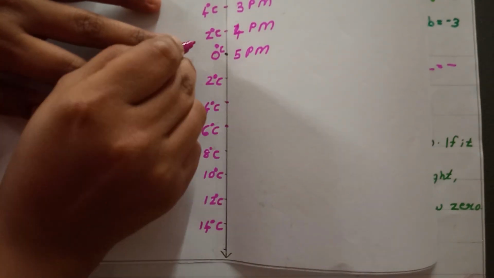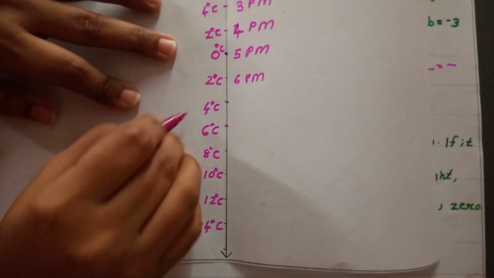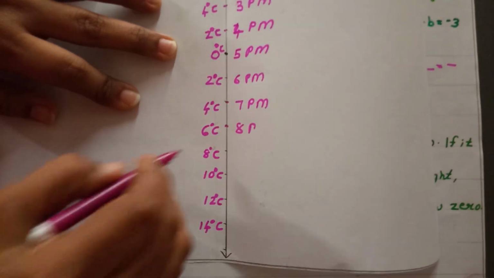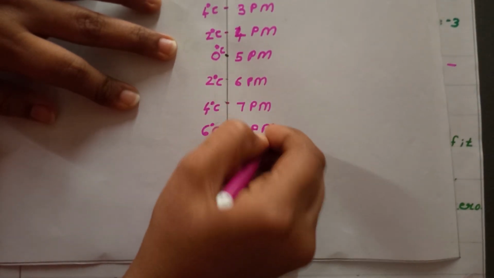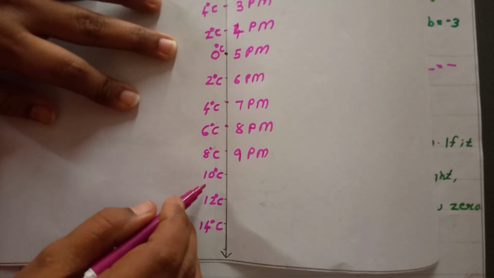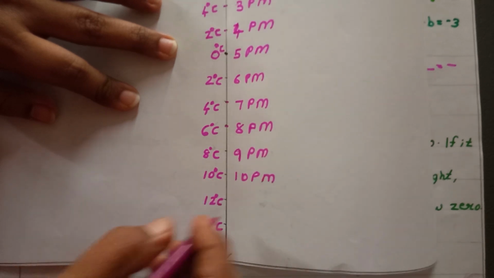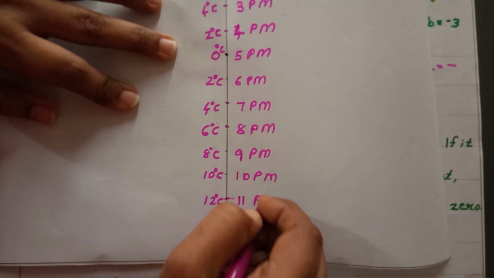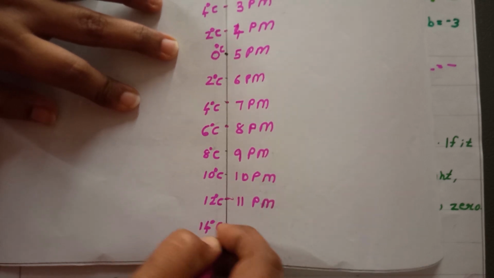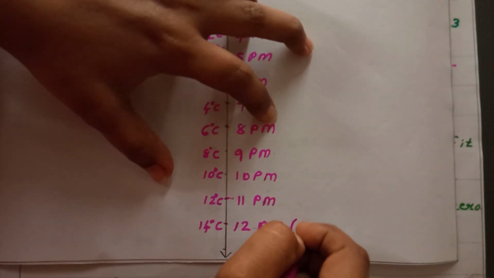So, at 2 degrees Celsius below 0, the time will be 6 p.m. 4 degrees Celsius, 7 p.m. 6 degrees Celsius, 8 p.m. 8 degrees Celsius, 9 p.m. 10 degrees Celsius, time is 10 p.m. 12 degrees Celsius, 11 p.m. After 11 p.m., after one more hour, what will be the time? Time will be 12 a.m. That is midnight.